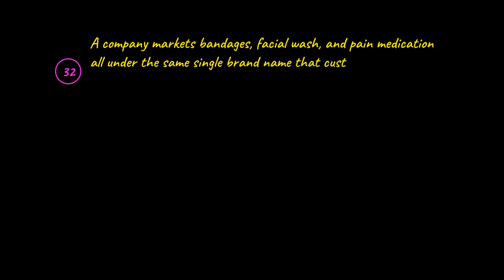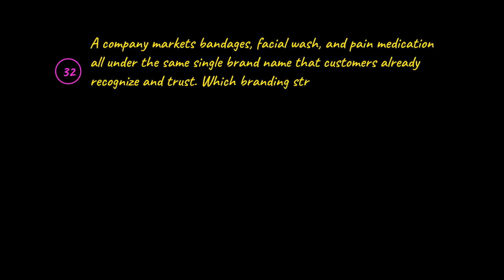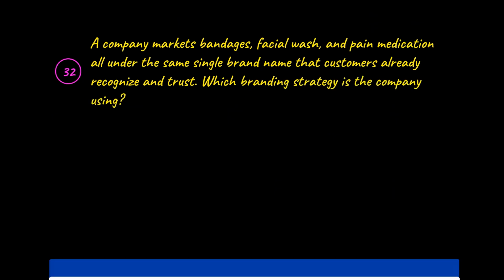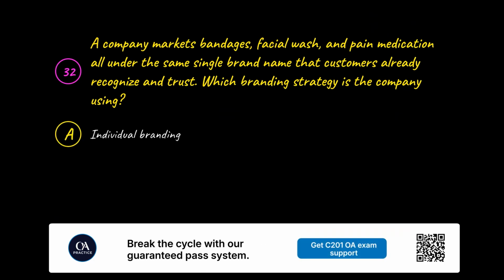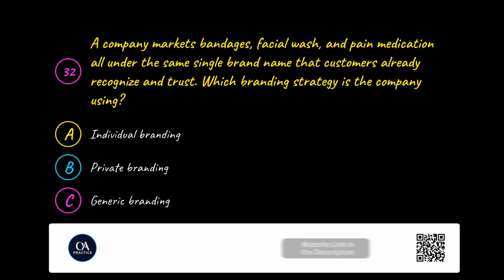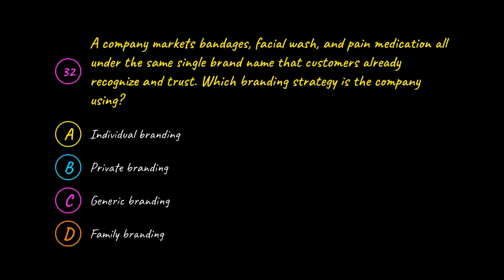Question 30. A company markets bandages, facial wash, and pain medication all under the same single brand name that customers already recognize and trust. Which branding strategy is the company using? Your options are A. Individual branding, B. Private branding, C. Generic branding, D. Family branding. Got a guess? Lock it in.